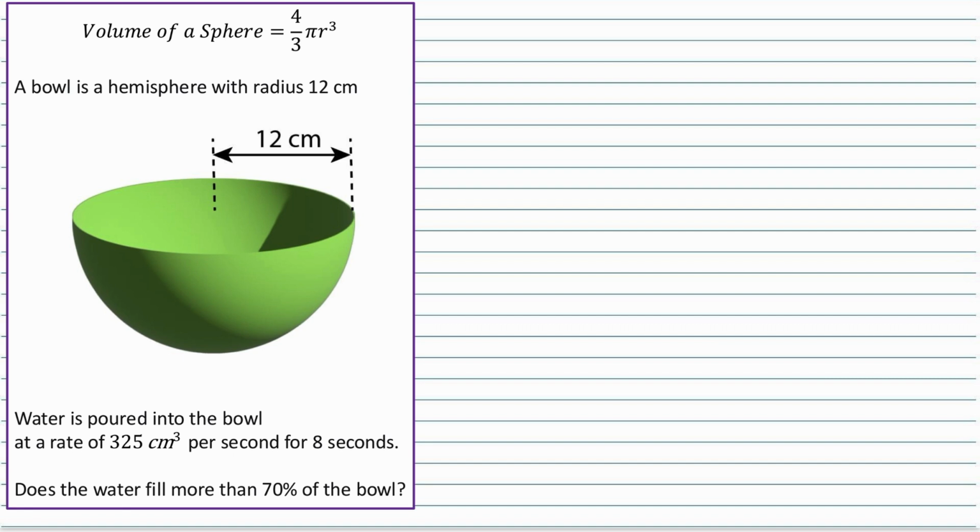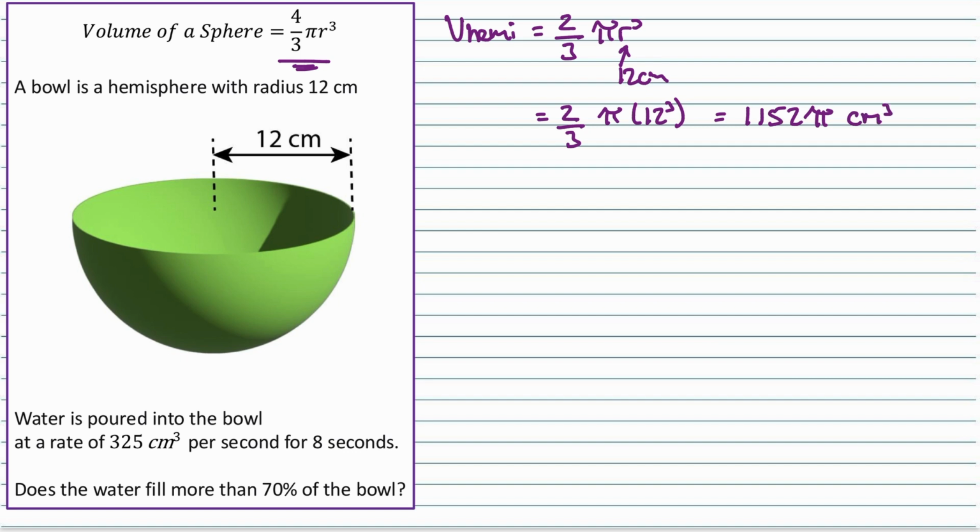Okay, so welcome back. So we're given the full volume of a sphere. This is 4/3 pi r cubed. So the volume of a hemisphere will be half of this. And half of 4/3 is 2/3 pi r cubed. And we know this radius is 12 centimeters. So the volume of a hemisphere will be 2/3 times pi times the 12 cubed. And we can work this out on our calculators, and we get 1,152 pi centimeters cubed. But this is when it's 100% full.